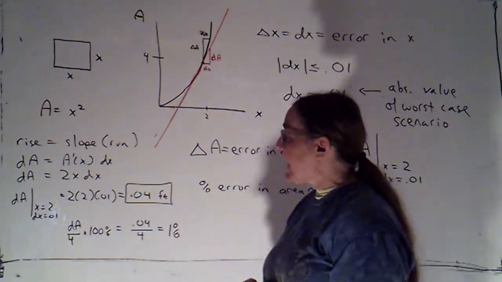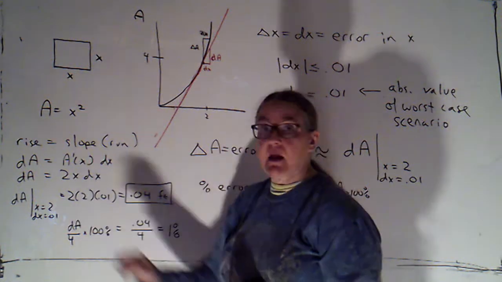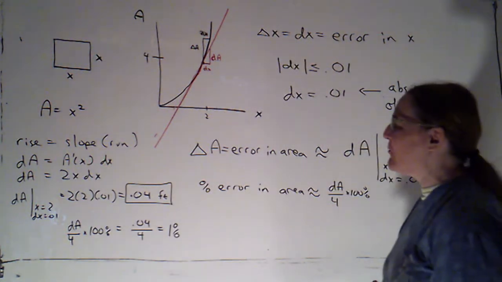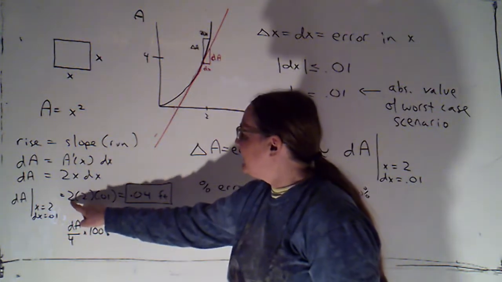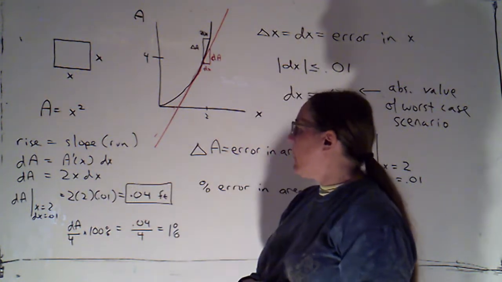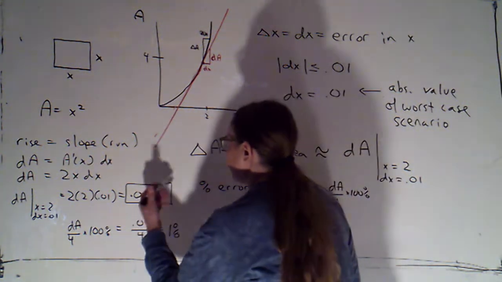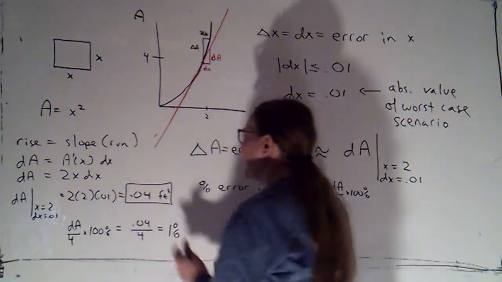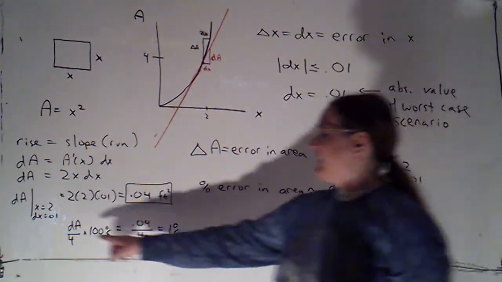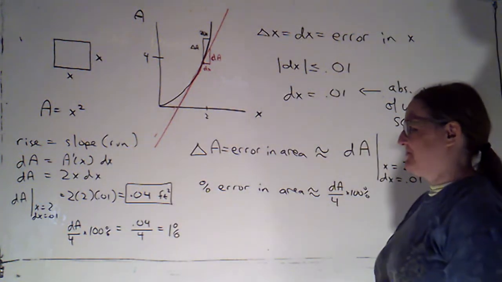We needed to evaluate that when x was our target for x, which was 2, and when dx was the absolute value of our worst case scenario, 0.01. So plugging in 2 for x and 0.01 for dx, we get 0.04 feet. And I apologize, that should be 0.04 feet squared. That's because that's the error in area, and area would be measured in square feet.